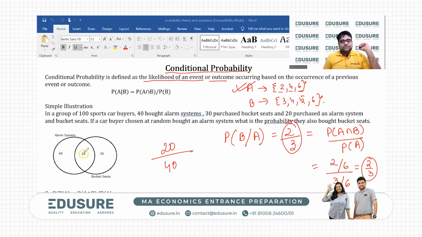20 people out of the 40 have bought both bucket seats and alarm systems. So 20 by 40, which is equal to half. That is the answer to this particular question.